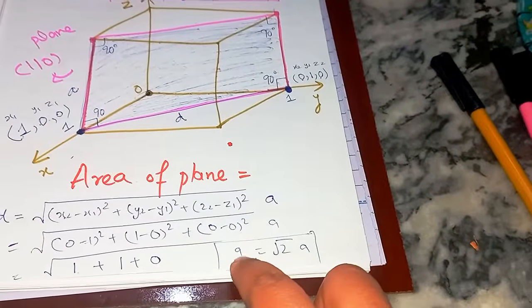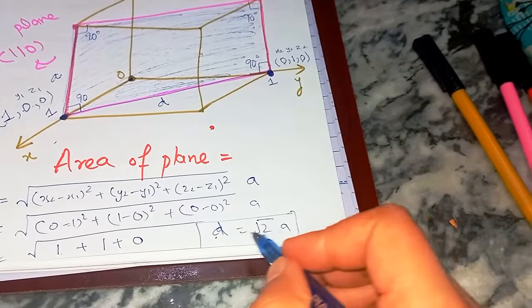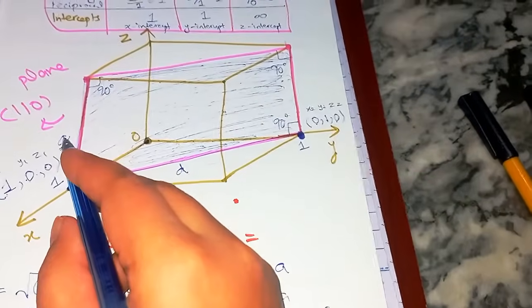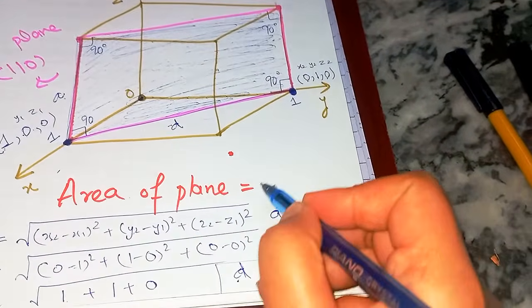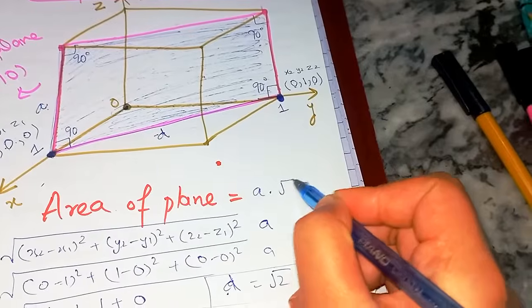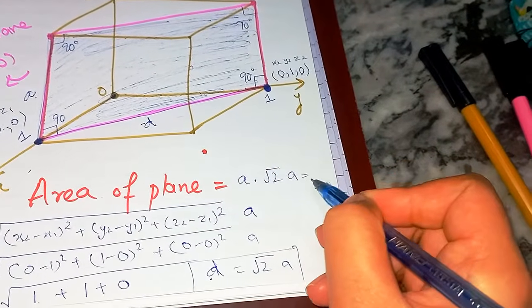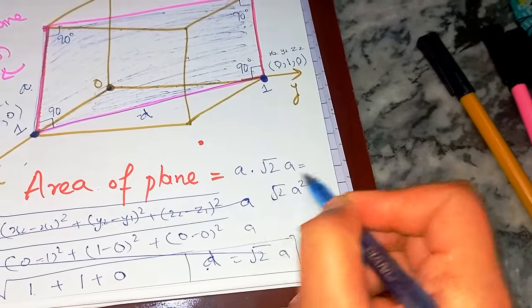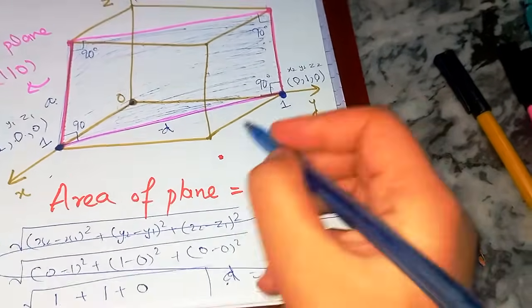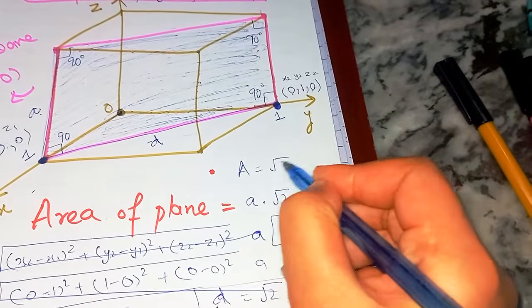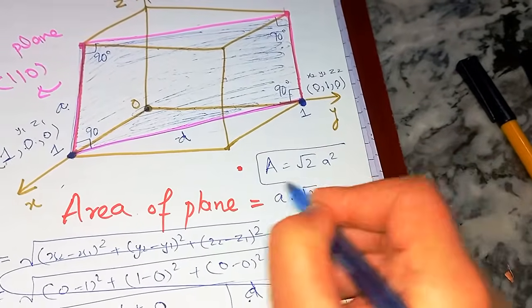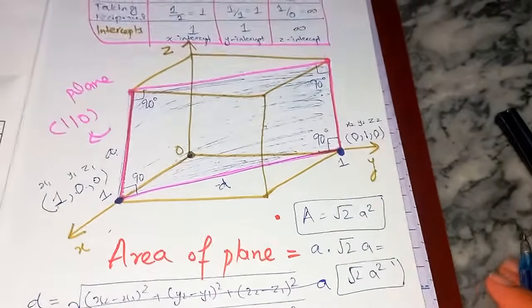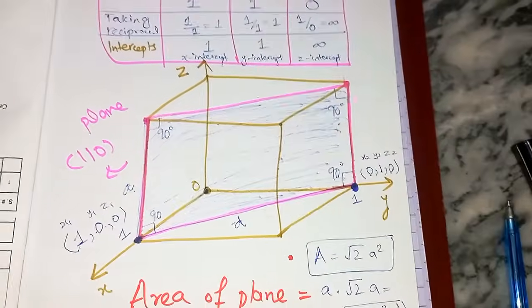Okay, it's d equals under root a. This is a and this is under root 2a. So the area of the plane is actually under root 2 a square. Alright, so this is the area of the plane. We have successfully calculated the area of the plane. Now we need to calculate the net number of atoms lying on the plane.